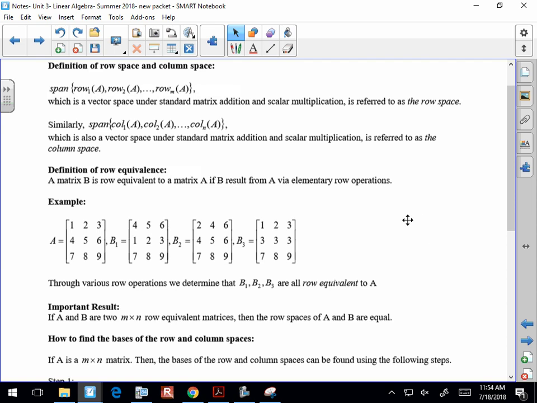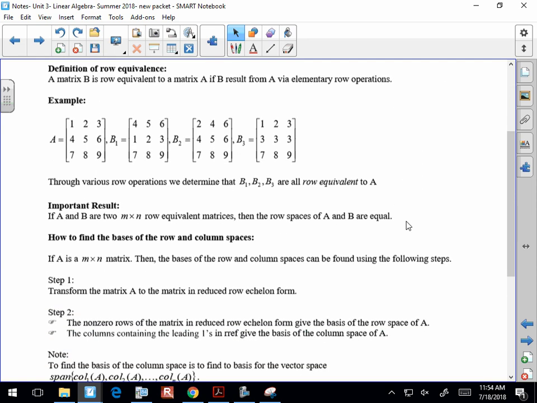Definition of row equivalence, I think that's probably something I could take for granted. I threw in a few examples just in case. If you have your matrix A performing some elementary row operations, we get B1, 2, and 3, but they're all row equivalent to A, right? Which means that they're all made up of the same row vectors, just either juxtaposed or involving scalars or something like that. But it all has the same framework. This one is just a row swap, this one has a scalar multiple, and this one is a row addition.